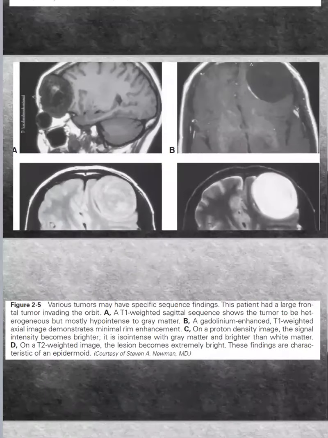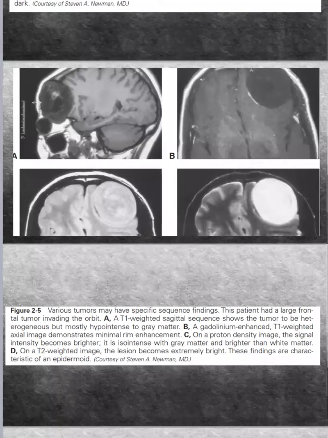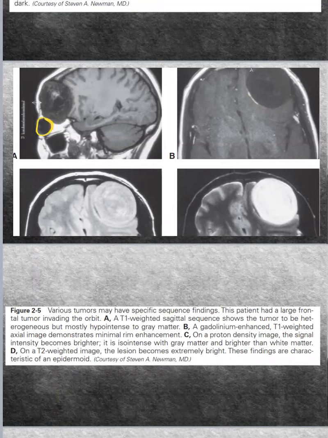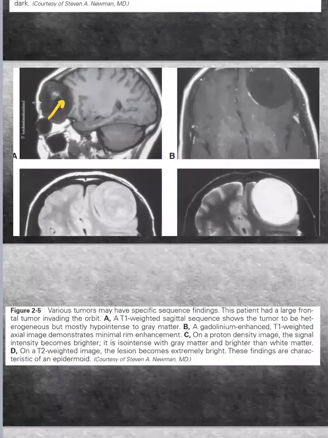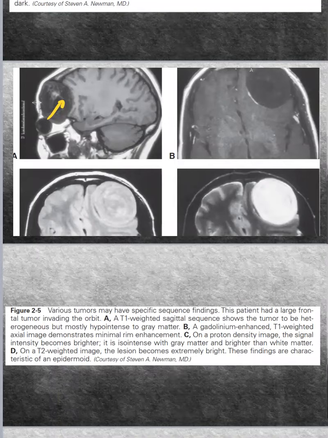Okay, let's look at this. Can you see this one? And can you see this one? This is a sagittal view, by the way. You have here the eye, okay? And above the eye, you can see something, which is what? Which is an orbital mass, which caused bone erosion to extend to the frontal lobe. So this is an extending epidermoid.